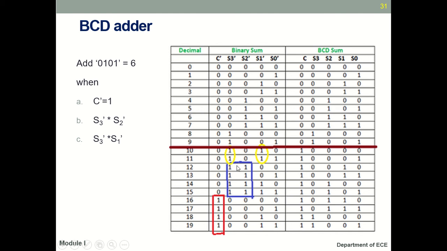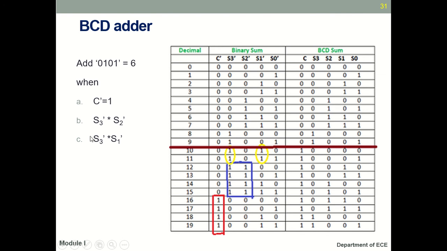The second condition is, from 12 to 15 you have S3 dash and S2 dash. These should both be 1. The third condition is S3 dash and S1 dash. Both of these should be 1. So combinatorially, all these three conditions should be taken into account.